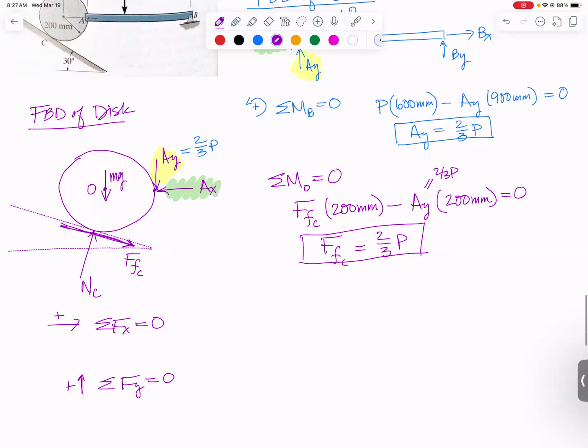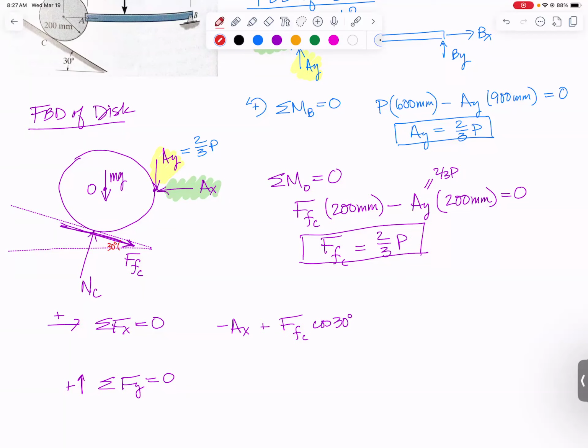So my X force equation ends up being minus AX. And then I'm going to have plus a component of friction force. Well, this friction force is along the 30-degree angle. There's the 30 degrees. So parallel to the x-axis is adjacent to the 30. So I'm going to have plus the friction force at C times the cosine of 30 degrees. Now, here's where inclined planes get a little bit tricky. We know that this friction force is 30 degrees from the horizontal.